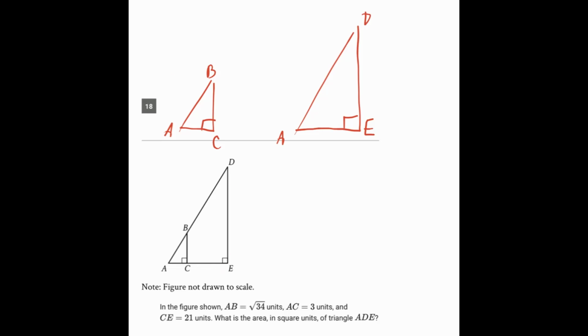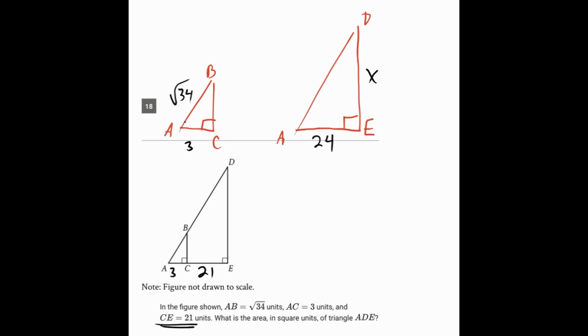And let's label some side lengths. AB is root 34. AC is 3. CE is 21. So if you have CE as 21, that's 21 right here and 3 right here. So AE will be 24. And if we need the area of ADE, the bigger triangle, what we really need is this X right here.